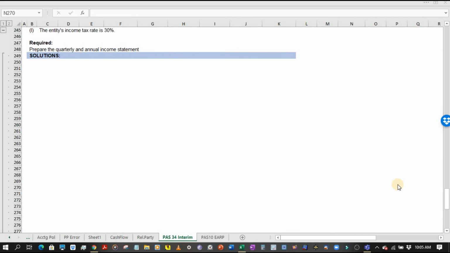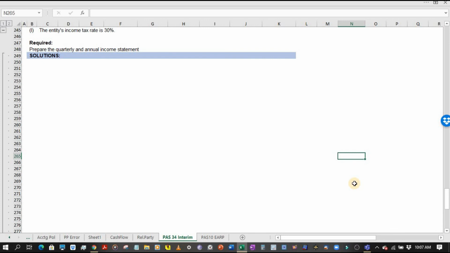To compute for the net income before tax, it means we need to prepare the income statement. The income statement will be prepared in two sets: one is cumulative and the other one is non-cumulative. Since our reporting period is on a quarterly basis, we have four interim reports, or interim income statements, that will be prepared during the year.